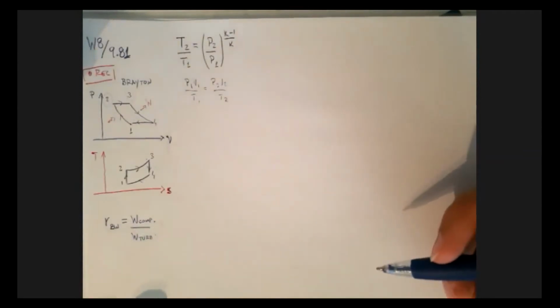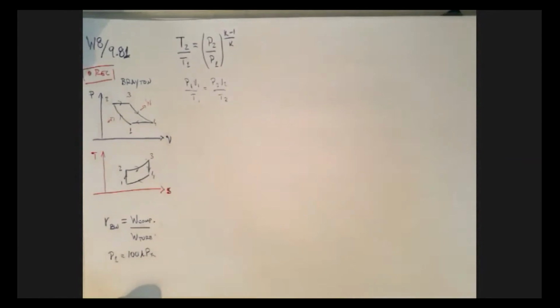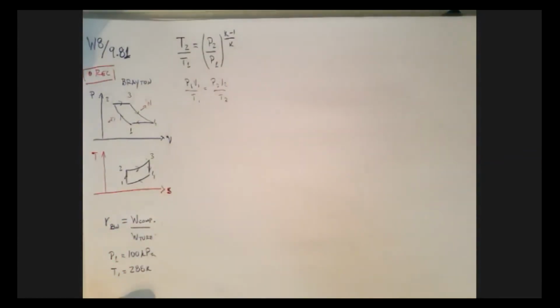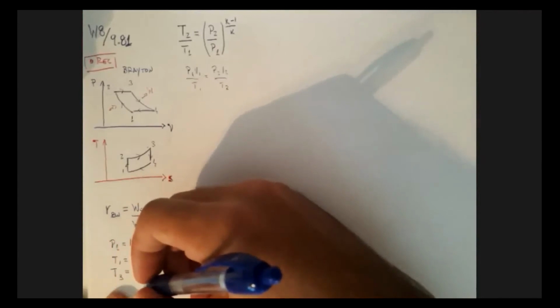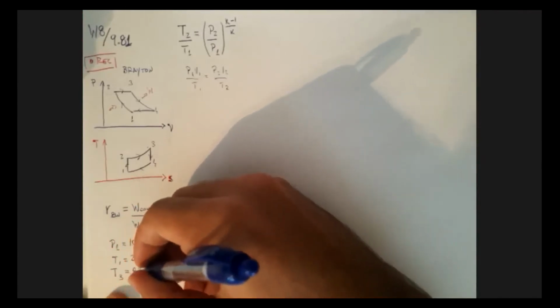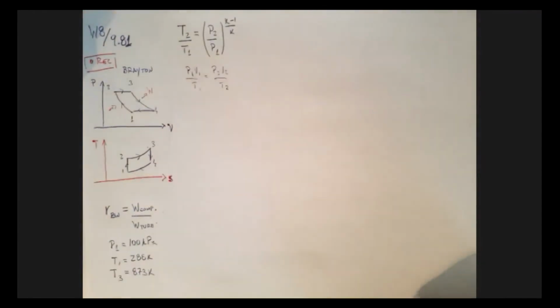What do we have? The inlet of the compressor is 100 kilopascals. The temperature of the inlet is 15 Celsius, that's 288 Kelvin. It also says the maximum temperature is 600 Celsius. So what is the maximum temperature? On the TS diagram, it's easier to see. Just by looking at the TS diagram, what's the maximum temperature we're going to have in this cycle? State 3, right there. So T3 is 600 Celsius, which is 873 Kelvin. That's the information we have to start with.